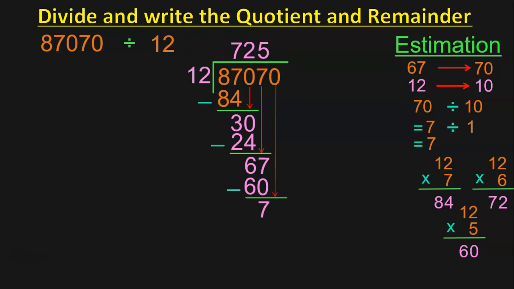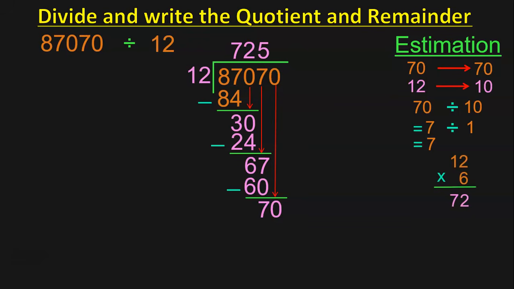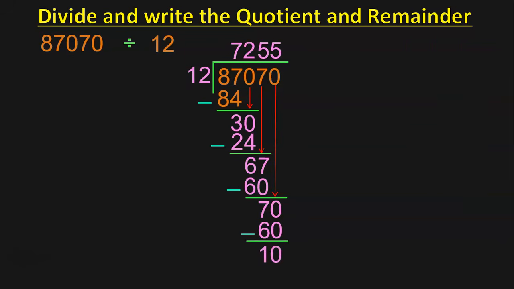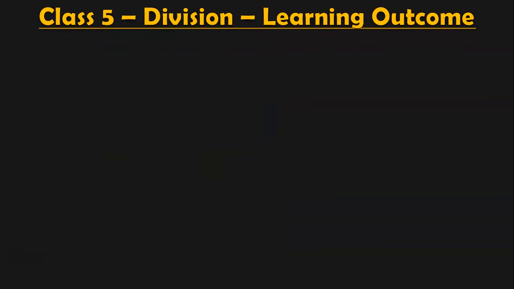Next, take and write down the next digit 0. And now we'll have to find out how many 12s are required to make 70, or 70 divided by 12 is what we have to do. So 70 when rounded off, it's going to be the same 70. 12 rounded off to nearest 10 is 10. So 70 divided by 10 is going to give you 7. We saw that 12 into 7 is 84 already. So let us try what 12 into 6 is. 12 into 6 is 72. Even that is bigger than 70. So we'll have to do only 12 into 5, which is 60. So you get the remainder to be 10. So the quotient is 7,255 and the remainder is equal to 10.